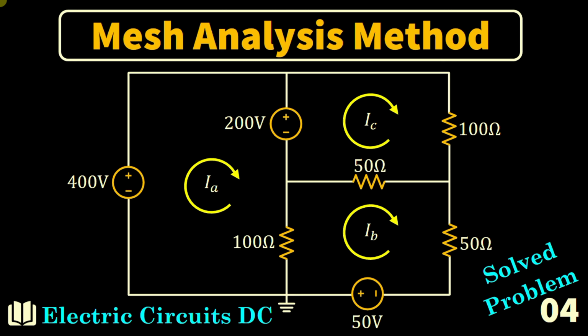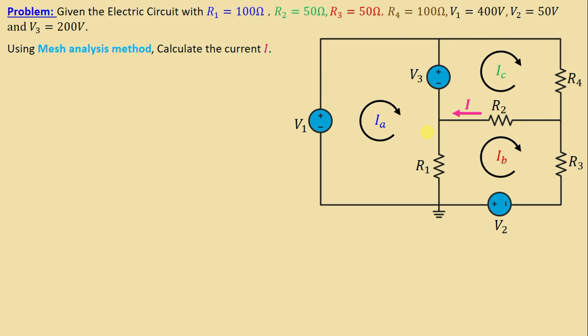Solved problem number 4. Given the electric circuit with R1 100 ohms, R2 50 ohms, R3 50 ohms, R4 100 ohms, and we have three voltage sources, V1 400 volt, V2 50 volt, and V3 200 volt. The question is using mesh analysis method to calculate the current I. The current I is the current through the resistor R2. Let's go to the solution.